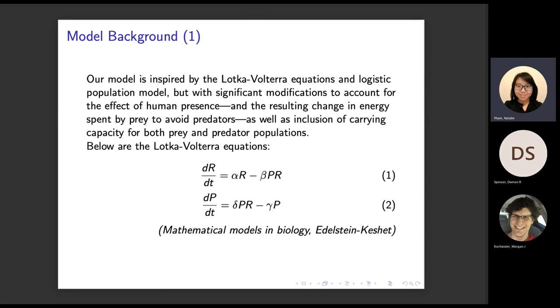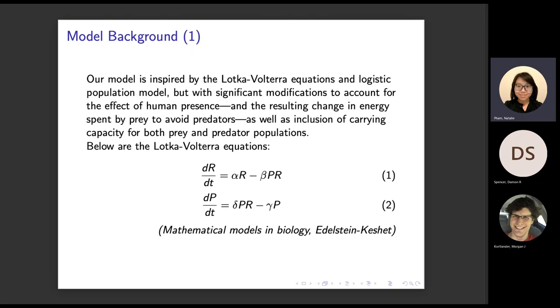Next, we will give you some insight about our inspiration for our equations. Our model will be a combination of two models. Firstly, the Lotka-Volterra equations. The Lotka-Volterra equations model the rate of change of the prey and predator populations as functions of the prey population and the multiplication of the prey and predator populations. As you can see on the screen, the two equations, 1 and 2.